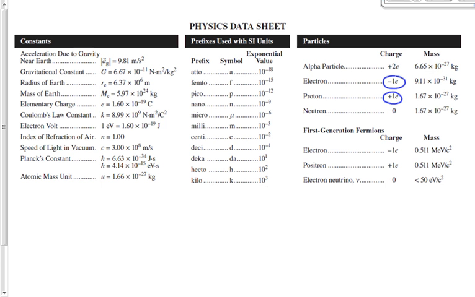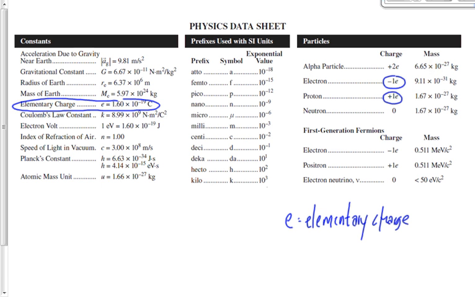Oh, what's an e? An e is what we call the elementary charge. Smallest charge you can have. Take a look over on the left-hand side for the value of the elementary charge. 1.6 times 10 to the minus 19 coulombs. So an electron would be minus 1 times 1.6 times 10 to the minus 19 coulombs, and a proton would be plus 1 times that.